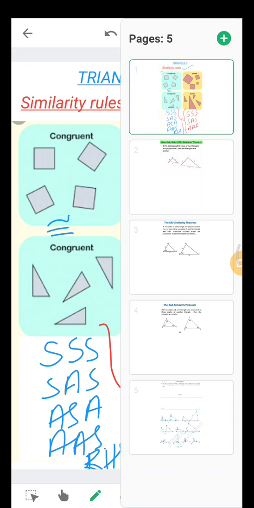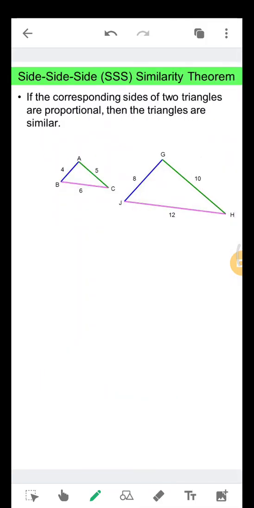So let's continue with the first one, the SSS similarity theorem. You can see the figure here. The triangles are clearly not congruent because they are not of the same size. Congruent means they should be of the same size. Now we will check how these two triangles are similar. The rule goes like this: if the corresponding sides of two triangles are proportional, then the triangles are similar. So what do we mean by proportional?